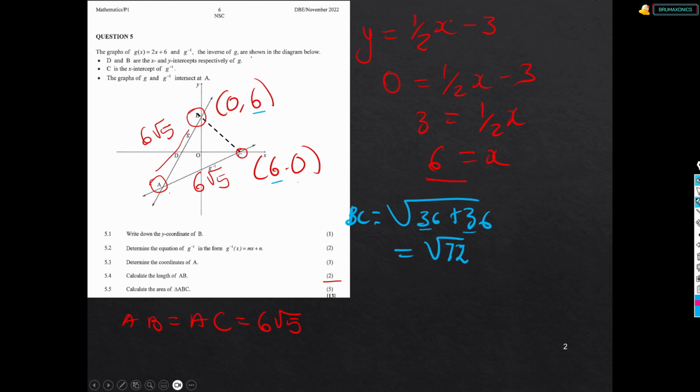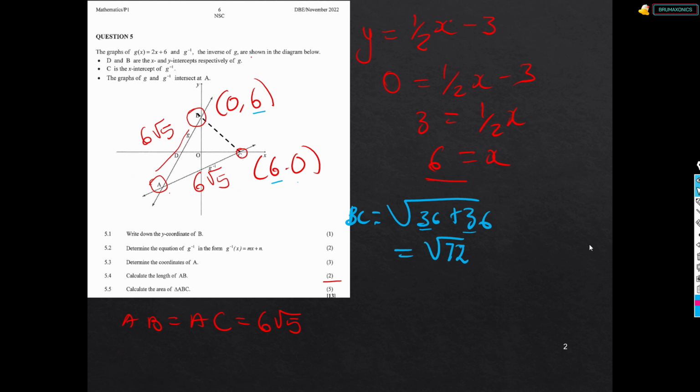So now we know that we have the distance as given. I just want to see if we can calculate this.